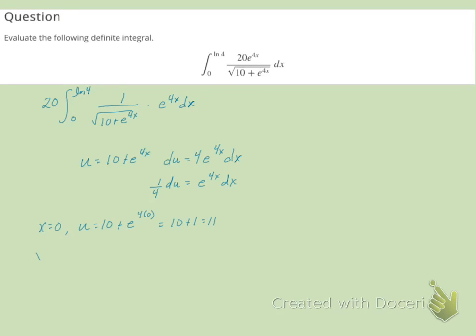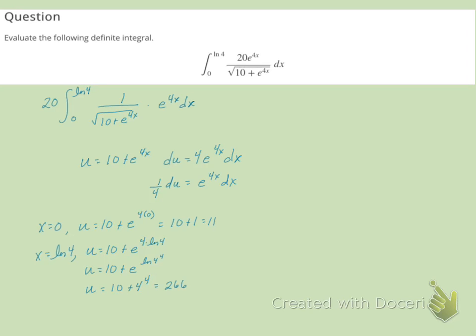And then when x is equal to the natural log of 4, we'll have u equal to 10 plus e to the 4 times the natural log of 4. Well, this takes a little more work if you remember the rules of logarithms. So this would be the ln of 4 to the 4th power. But now the e and the ln cancel out, and I'll have u equal to 10 plus 4 to the 4th power. And when you put that in your calculator, you will get 266.